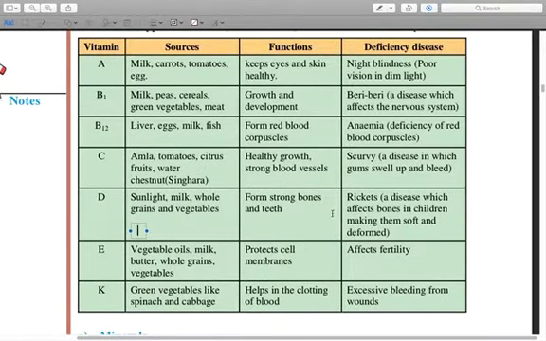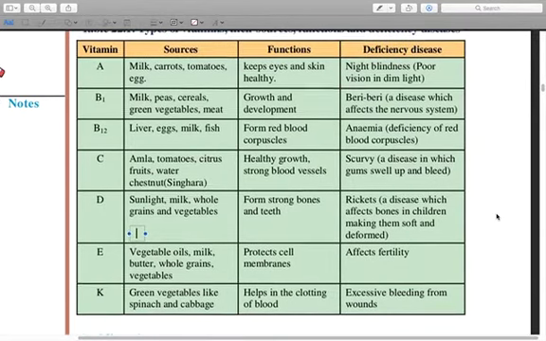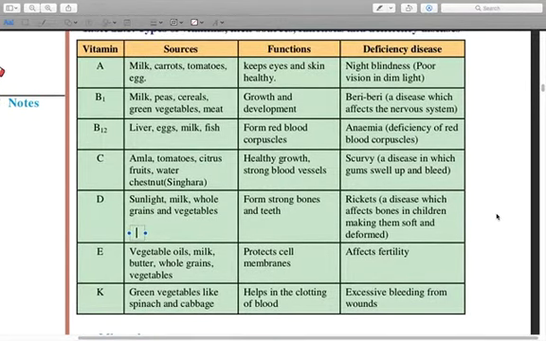Functions: form strong bones and teeth. And what will happen if there is a deficiency of vitamin D? So rickets. The name of the disease is rickets. It affects the bones in children and makes them soft and deformed. Okay, that's a disease.